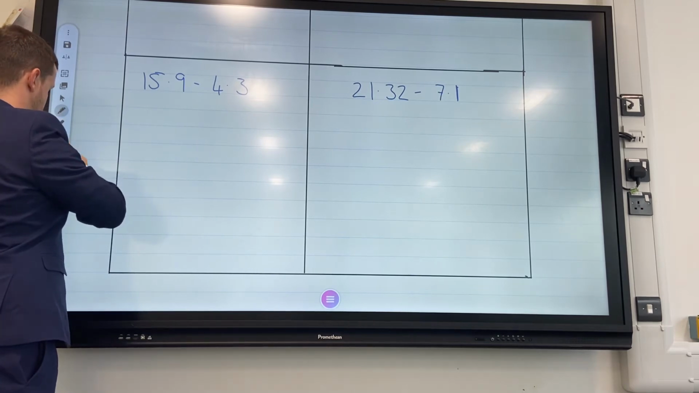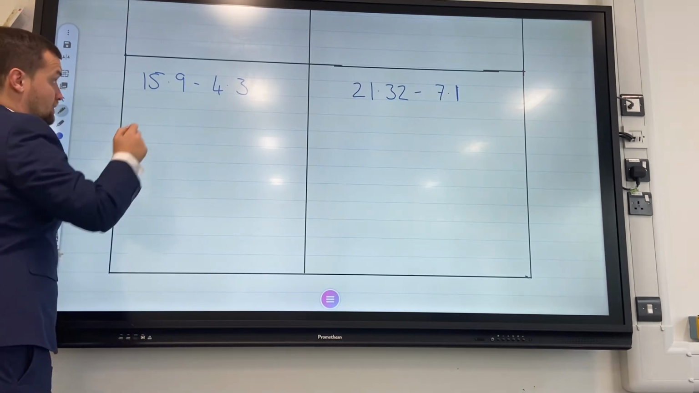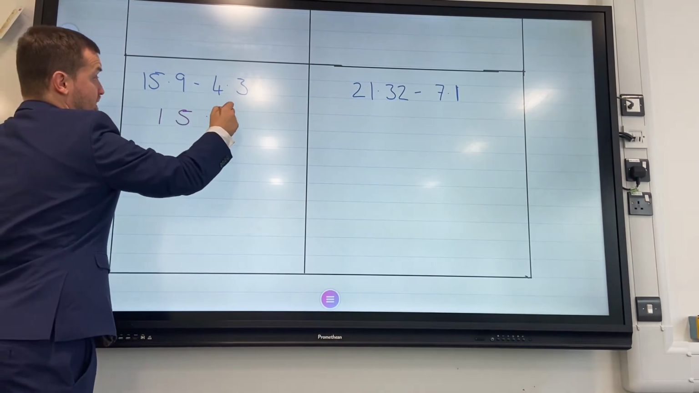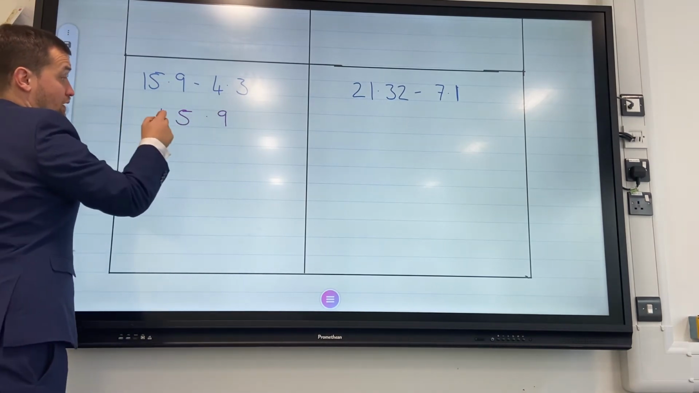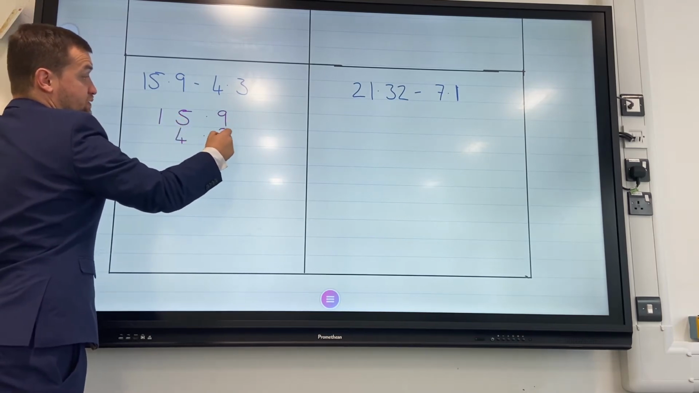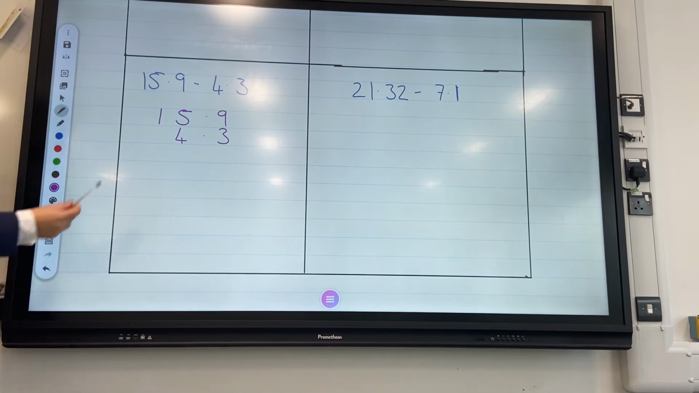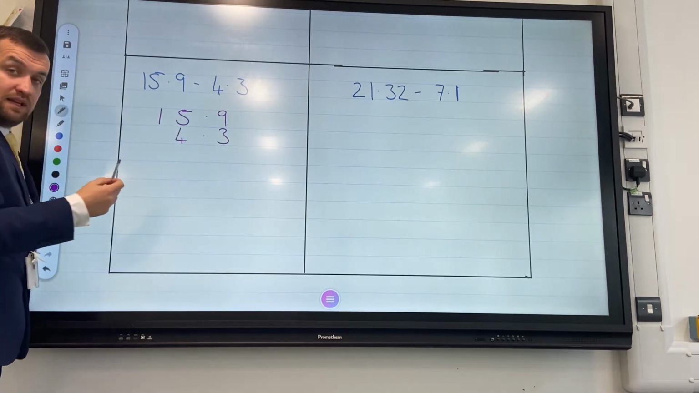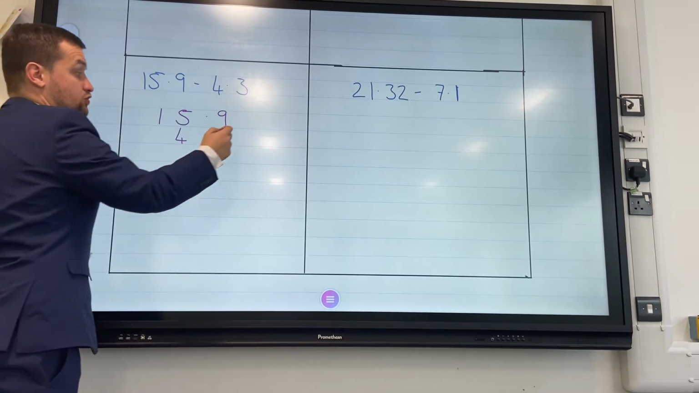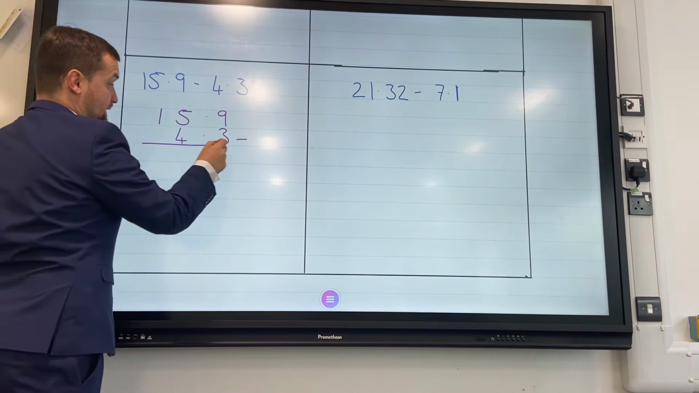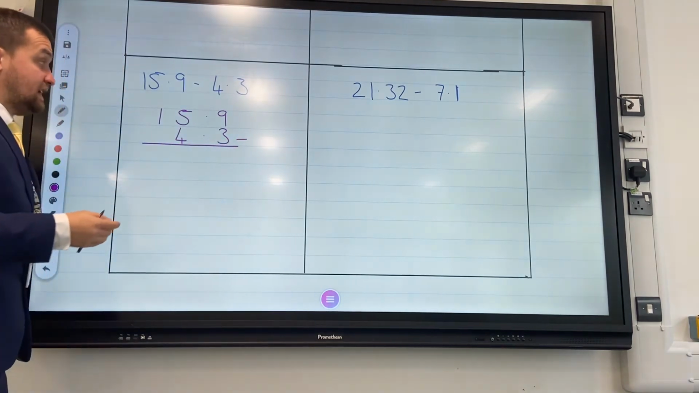So let's use 15.9, 4.3. This is what I'm saying to you. You need to make sure that everything is in the correct column. 4 doesn't go there and 3 doesn't go there. It has to be in the correct way, otherwise you're going to get the answer wrong. Minus sign there, so I don't forget what I'm doing, and draw in the line. We're always going to start from the right.